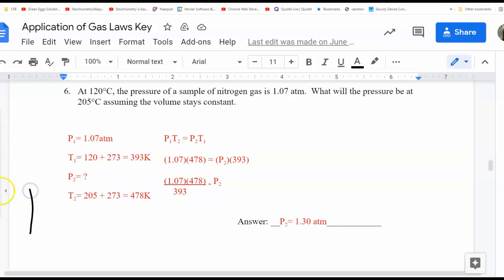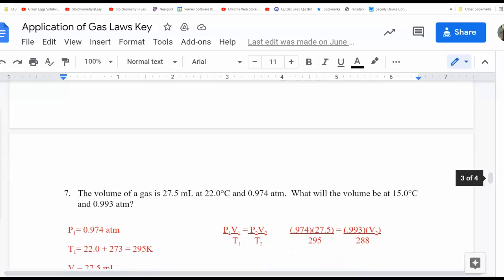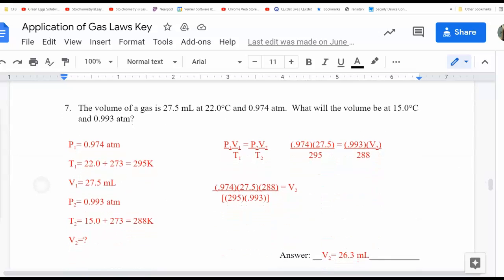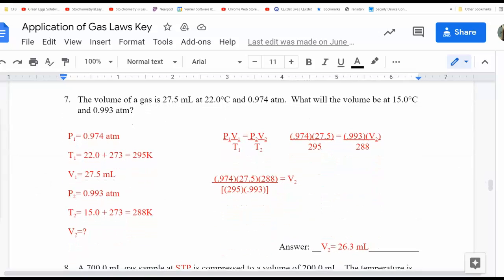Okay. Number 7 and number 8 both required a lot more work because they both were using the entire combined gas law. And so here we had a whole bunch of variables. This is a really good example of why you need to label your variables so you get them in the right places, and why you need to change your temperatures to Kelvin so you make sure that you do your math correctly. So there are my temperatures changed to Kelvin. If you did all your math correctly, then you did get the correct volume there.